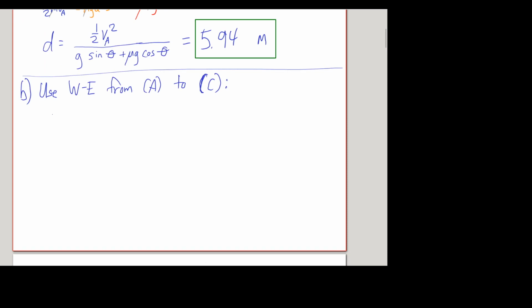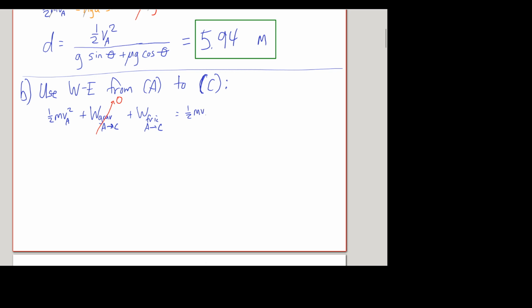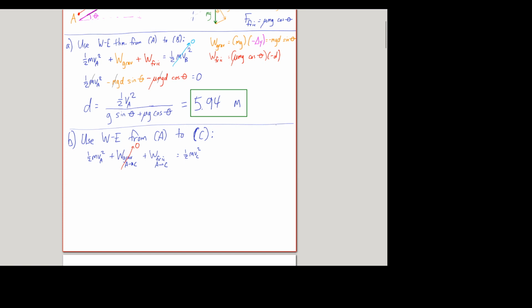So what this tells me is that the kinetic energy at A plus the work done by gravity from A to C, which I'm only writing here so I can cross it out and say that it's 0, plus the work done by friction from A to C equals the kinetic energy that I get when I come back down. Now, the work done by friction is interesting.